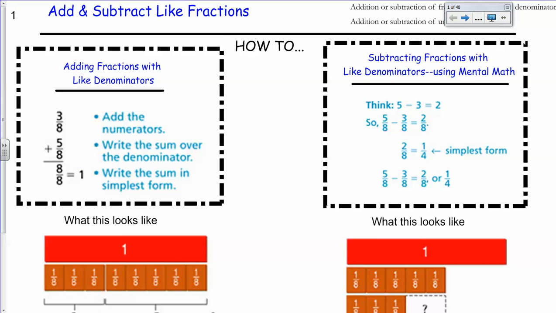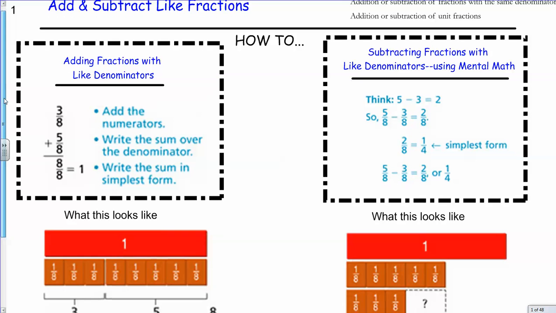Hi everyone. This is lesson number 1 out of our topics on adding, subtracting, and multiplying fractions. So the first thing we're going to be working on today is adding and subtracting like fractions. These are the Alex topics that you can check off in your pie.